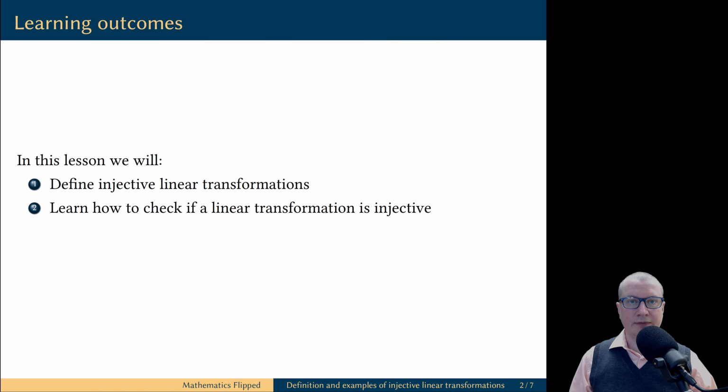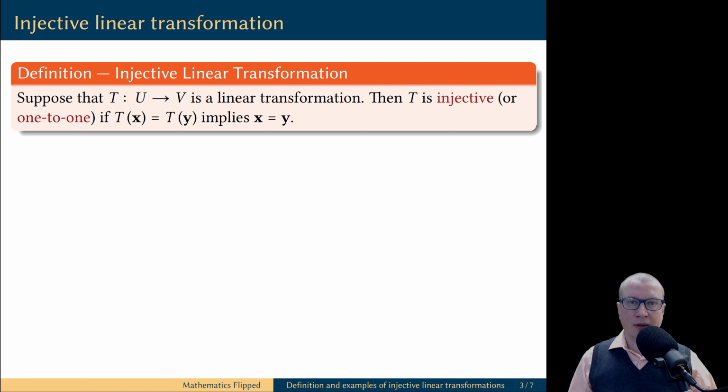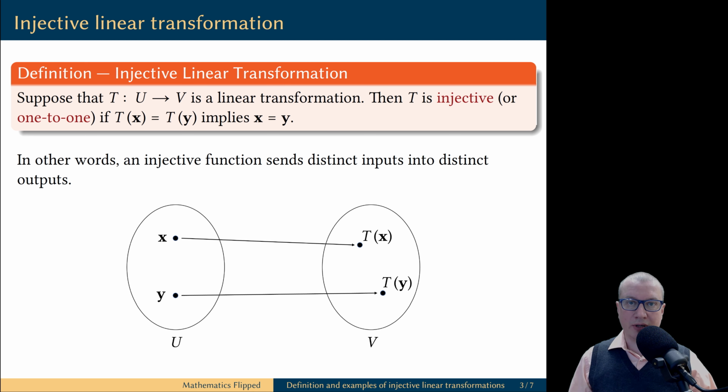In this lesson we will define injective linear transformations and learn how to check if a given linear transformation is injective. Let's get started. A linear transformation is called injective, or an alternative terminology is one-to-one, if it is injective as a function. This means if T of x is equal to T of y, then x must be equal to y. The contrapositive of this statement is if x is not equal to y, then T of x is not equal to T of y.